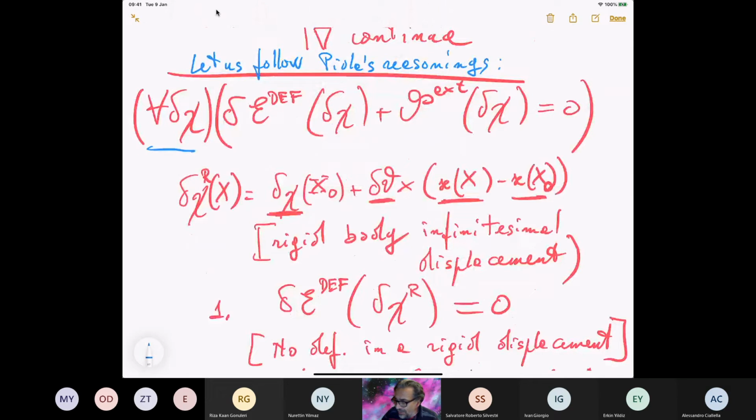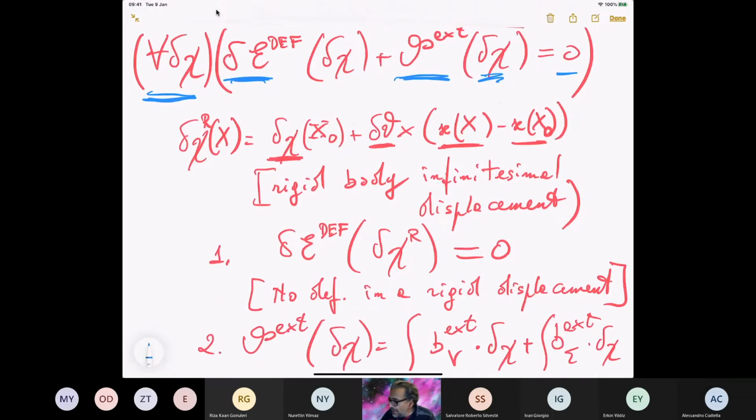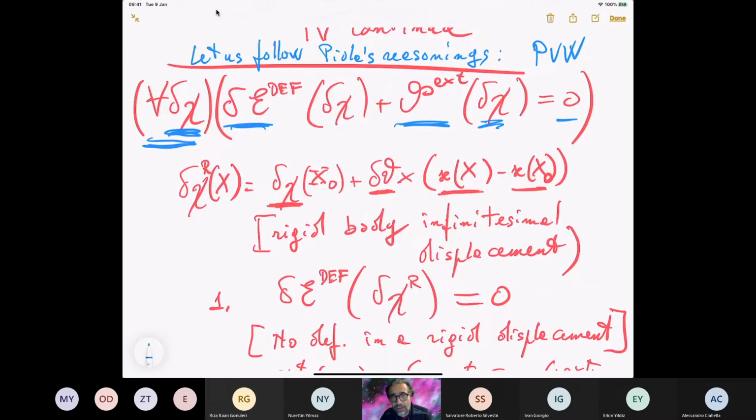Okay. For every virtual displacement, this is the principle of virtual work. For every displacement, the first variation of deformation energy plus the external power on the virtual displacement has to be equal to 0. Now, if this is true for every virtual displacement, it is true also in the particular case of rigid body infinitesimal displacement, which we calculated many times. So the displacement delta chi rigid is equal to the displacement delta chi x0 plus delta theta vector product x small, the position of capital X, minus small x, the position of capital X0.